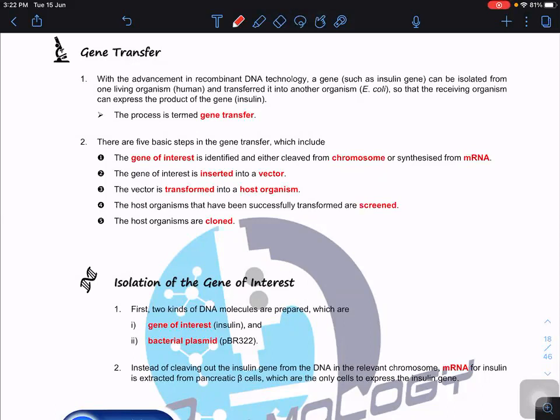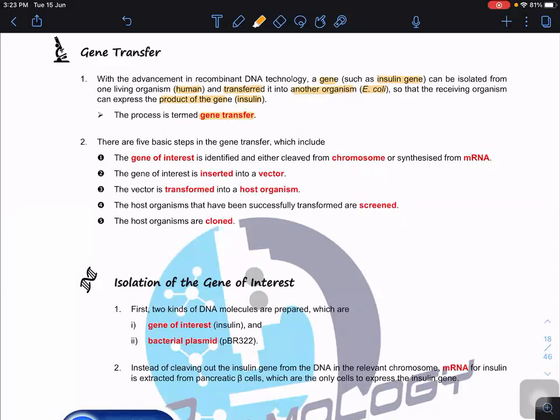Okay, so now look at this gene transfer. We start with gene transfer. The idea of gene transfer, basically, we take one gene. For example, in our study here, we use the insulin gene. We get the insulin gene from human and transfer it into another organism, the host cell called E. coli, so the E. coli can produce the product of the gene, which is the insulin. The entire process, we term it as gene transfer.